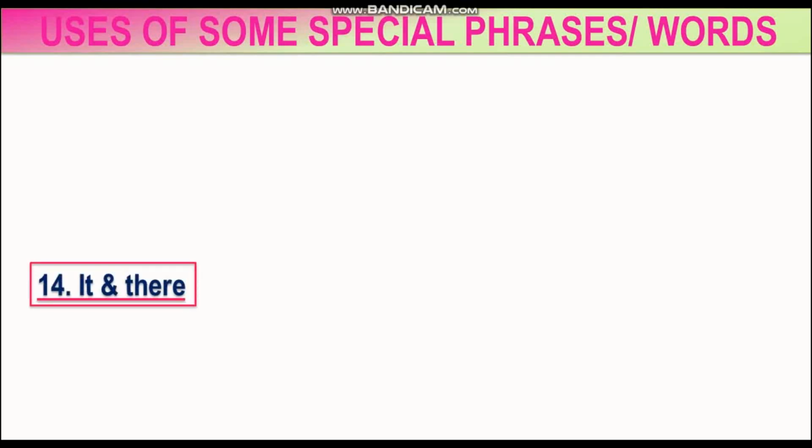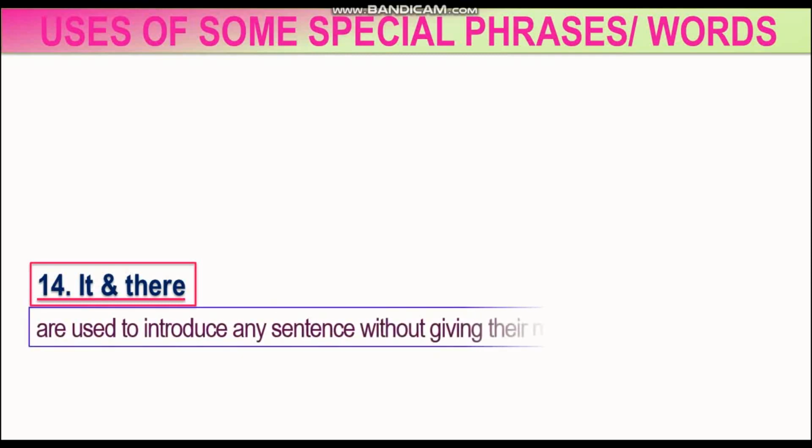Number 14. It and there. Both the words it and there are used as a subject without giving their actual meaning, just to introduce the sentence. I mean they serve as a placeholder subject in sentences with no identifiable actor. The word it is also used for a thing previously mentioned or easily identified.